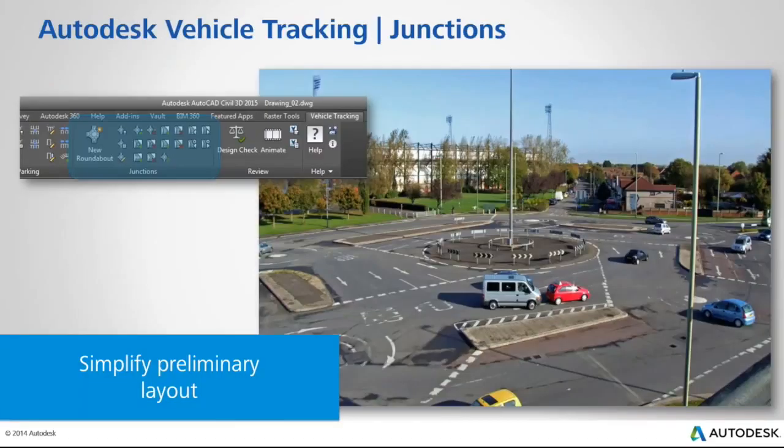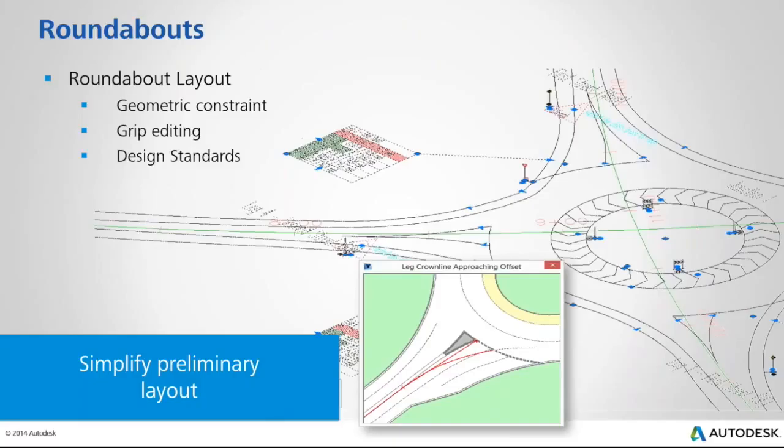And the third and final module, we're going to look at the junctions and specifically look at the dynamic tools available to us to quickly generate roundabout geometry. Vehicle tracking's got some really powerful features to simplify preliminary layout of our roundabouts. The rapid editing of a single geometrically constrained object makes it really easy and viable to explore multiple design options.